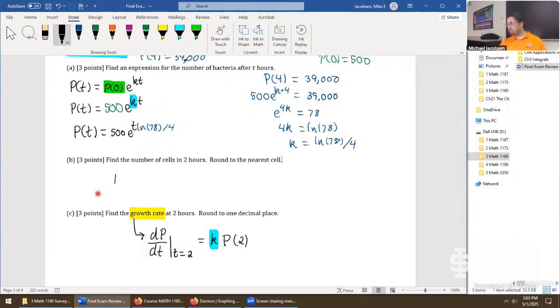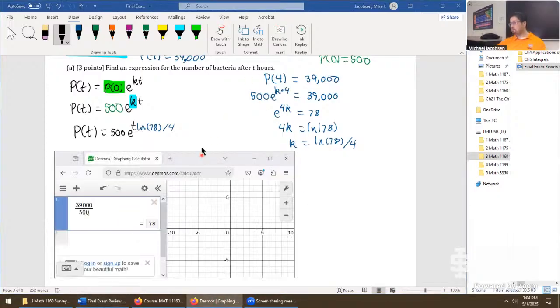So let's plug this in. Population size at 2 hours means we're plugging 2 right up here. And if this is on your exam paper, 500 e to the power 2, natural log 78, divide by 4, then even if you make a mistake in the calculator, I'm going to give full credit just for seeing this expression correct on paper. We still need a number so we can do part C. So let's do our best on the calculator.